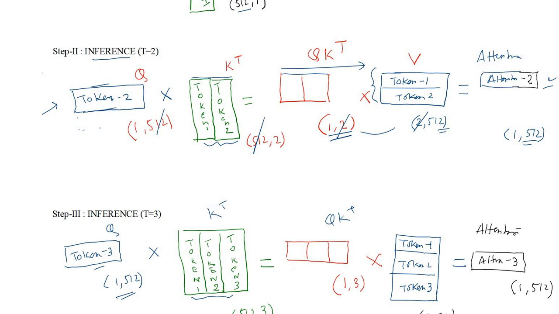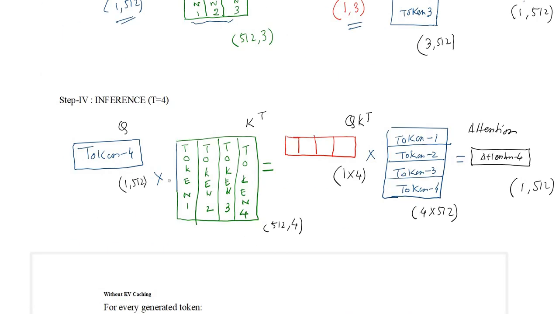So it's actually increasing in terms of a row. So this is P. We have attention 3 only. So these attentions are not increasing row-wise. And finally, inference 4, if we see, token 4 we have passed.